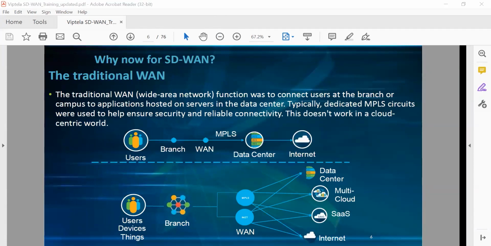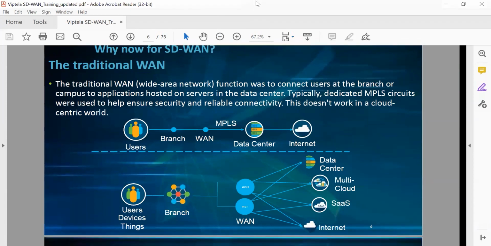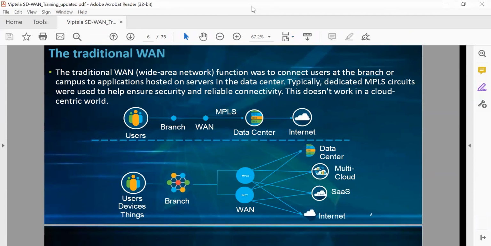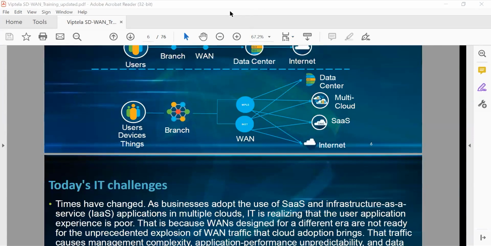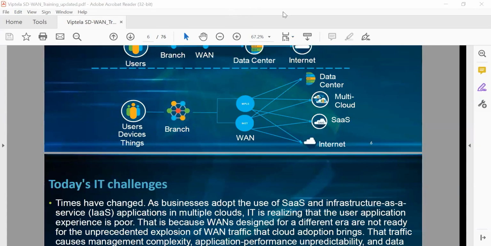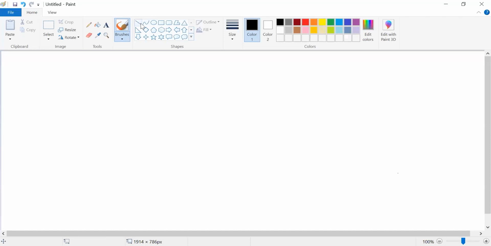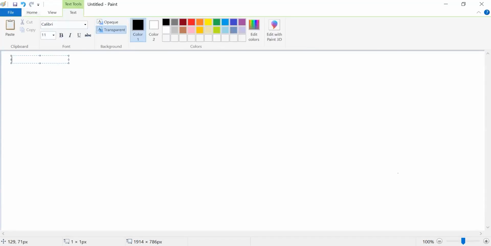Let's talk about which way you prefer to understand. I prefer to do all these things mostly on the paint screen so that I can draw in real time and share with you the design and the topics, whatever things we are talking about. So first thing, when we talk about SD-WAN, what is SD-WAN?